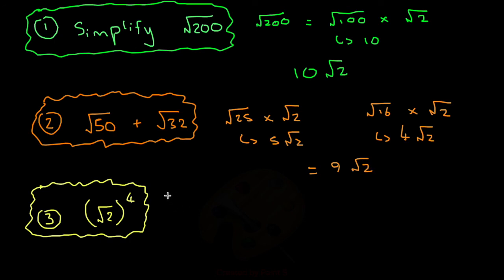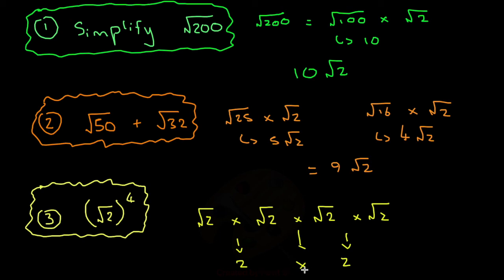On to the final question. So what is root 2 to the power of 4? So this is basically the same as saying root 2 times root 2 times root 2 times root 2, right? Because it's multiplied 4 times. So let's do this step by step. So what's root 2 times root 2? 2, right? So we can write this as 2. And what's root 2 times root 2? Again, 2. And now we can multiply this together, right? 2 times 2. Our final answer is 4.